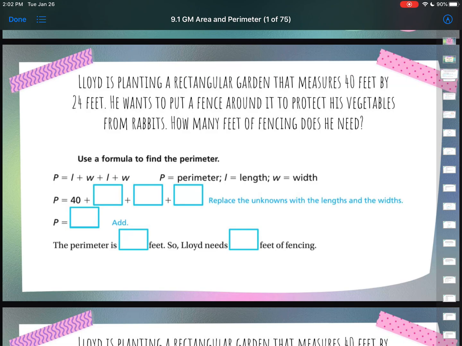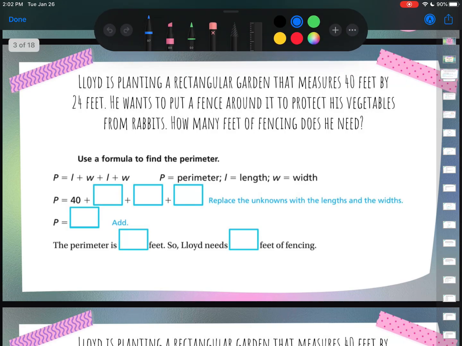So perimeter is adding up all the sides, but when we're talking about rectangles, it's going to be both of our lengths plus both of our widths. So length plus width plus length plus width. All right, so Lloyd's got a rectangular garden that measures 40 feet by 24 feet. So 40 is going to be his length, and his width is going to be 24. So it's going to be 40 plus 24 plus 40 plus another 24 feet.